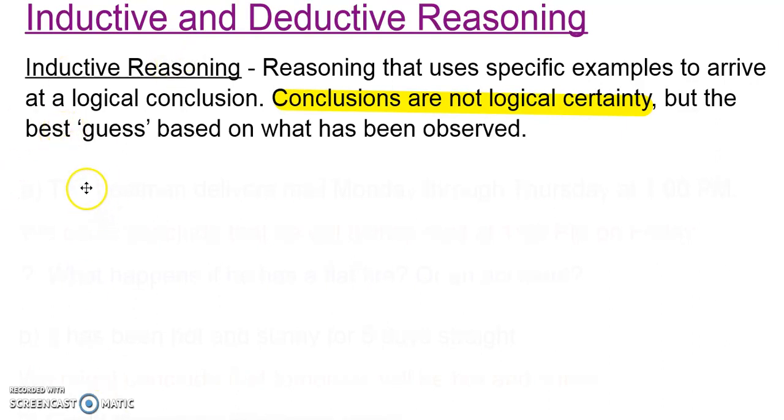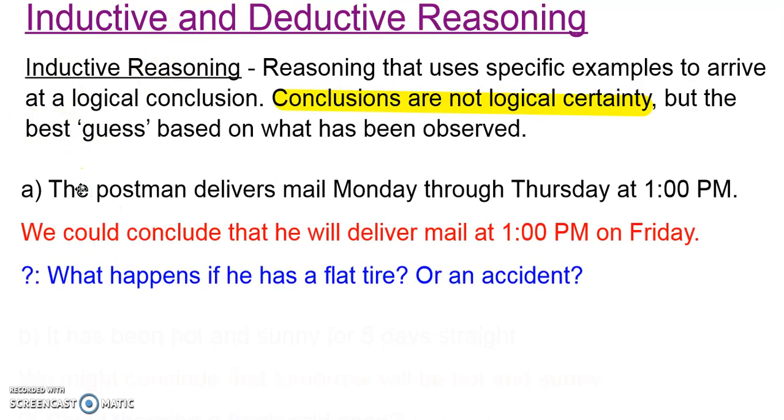So some examples of what I'm talking about. If you observe that the postman delivers mail Monday through Thursday at 1 p.m., say you see him all 4 days, every day he delivers mail at 1 p.m., you might conclude that he would also deliver mail at 1 p.m. on the next day, which is Friday. But that is not guaranteed. There are things that could happen that could prevent him from being on time.